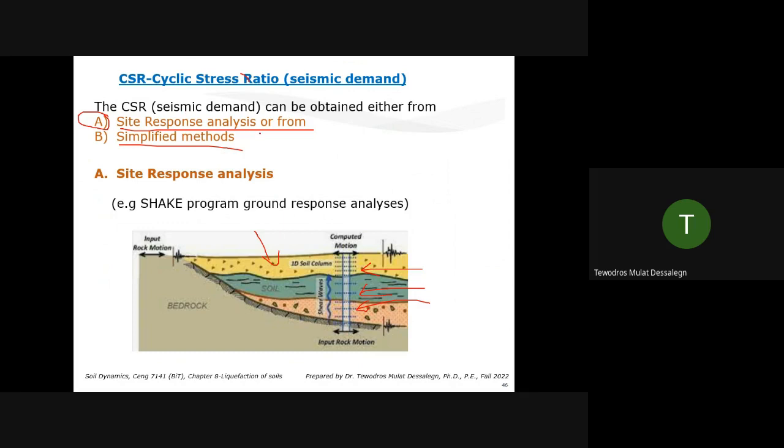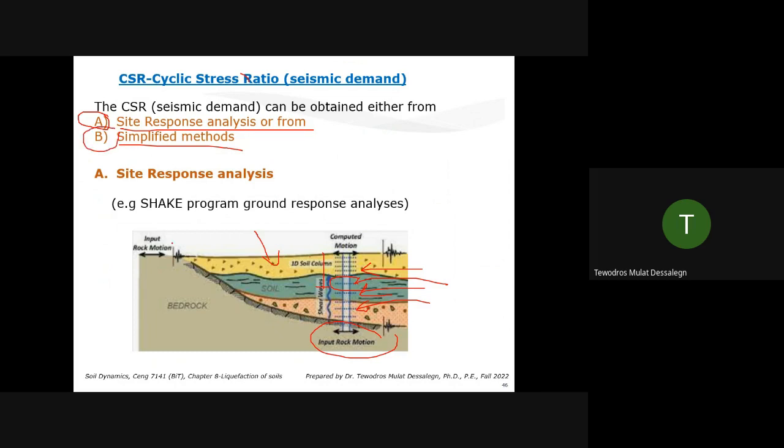But they will be input for site response analysis. So you do a site response analysis, and the input you put here is the expected earthquake for the site. Once you apply it, now you can get what actual shear stresses the seismic is causing at any depth. So that's your demand. That's the CSR, cyclic stress ratio. And the stresses we get here, we divide to normalize it. We divide it by the effective stress at that depth. I think Shake automatically gives you the CSR. Or there are simplified methods also.